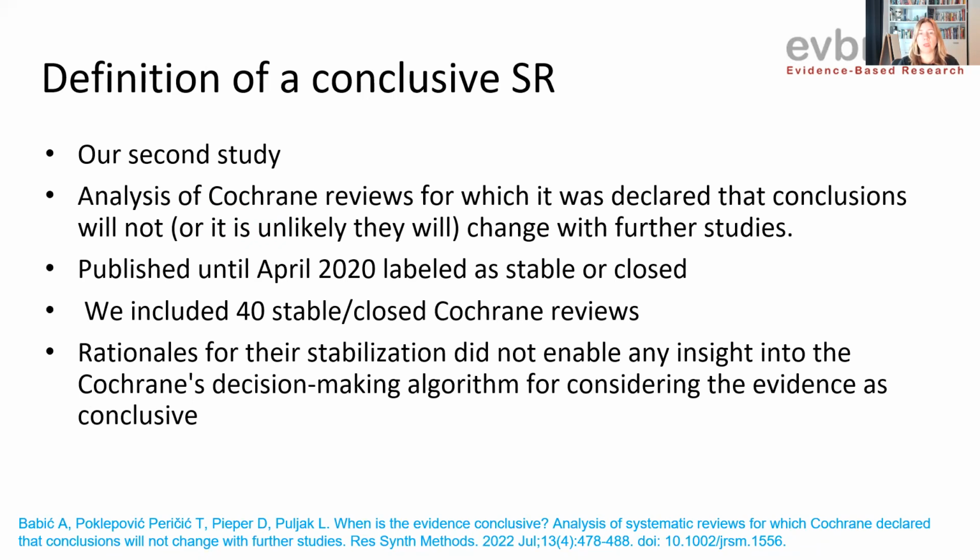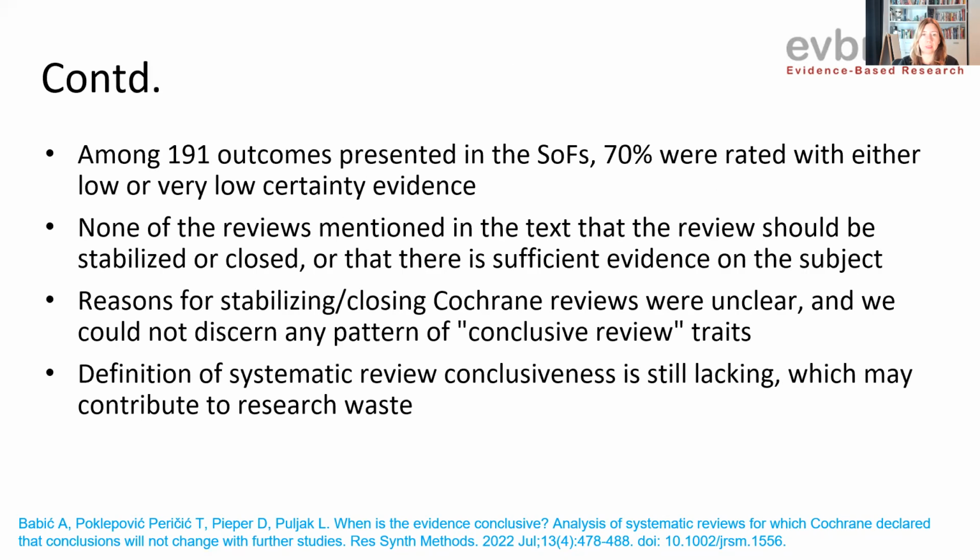Then, since we found in this first study some Cochrane reviews which were stabilized with a justification that they were conclusive, we wanted to analyze those systematic reviews from Cochrane in more detail, because we were wondering, what does it actually mean that a systematic review is conclusive? We were wondering whether Cochrane has any algorithm, any recognizable method, any recognizable pattern of data that would warrant a conclusion that something was conclusive. So what we found after analyzing 40 Cochrane reviews is that the rationales for their stabilization did not enable any insight into Cochrane's decision-making algorithm for considering the evidence as conclusive.